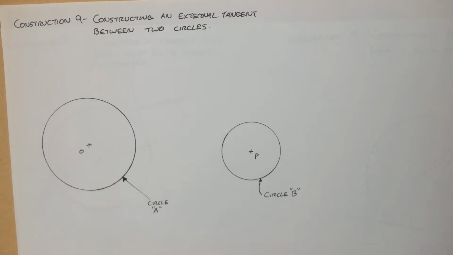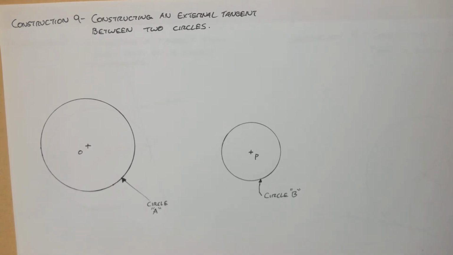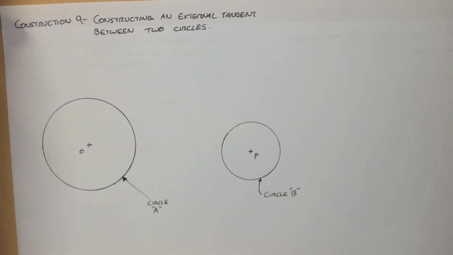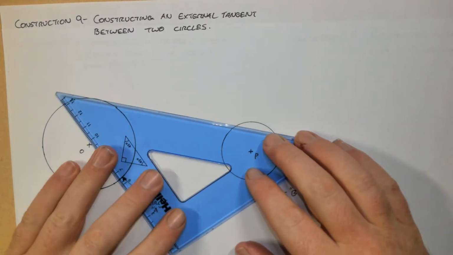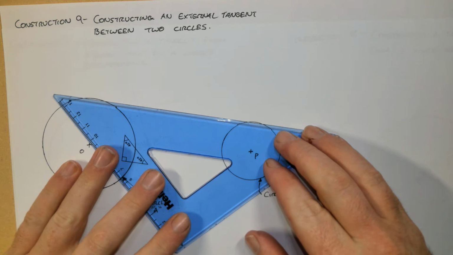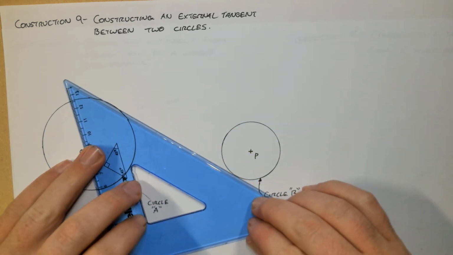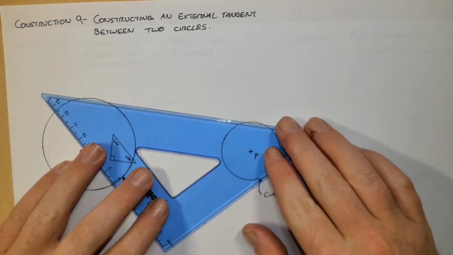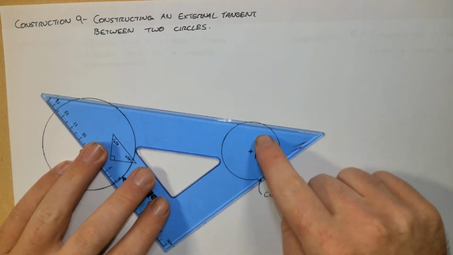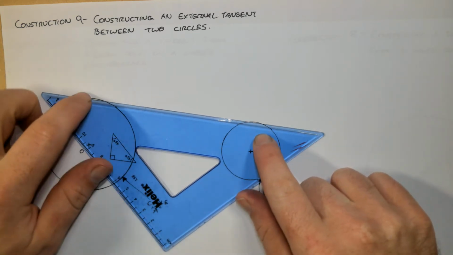Instruction 9 is constructing an external tangent between two circles. An external tangent will be a tangent that just touches both circles on the outside, something like this. An internal tangent would touch like this. So we want to create a tangent that touches circle B here and circle A here somewhere.